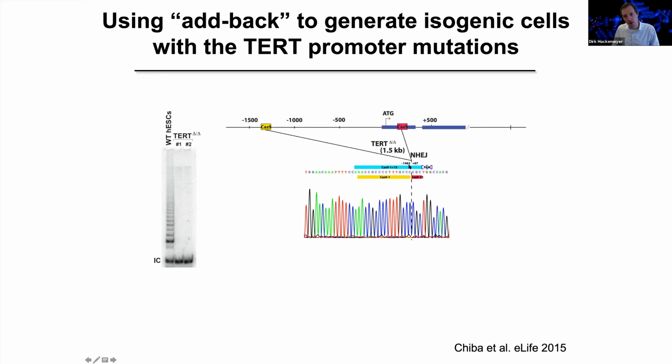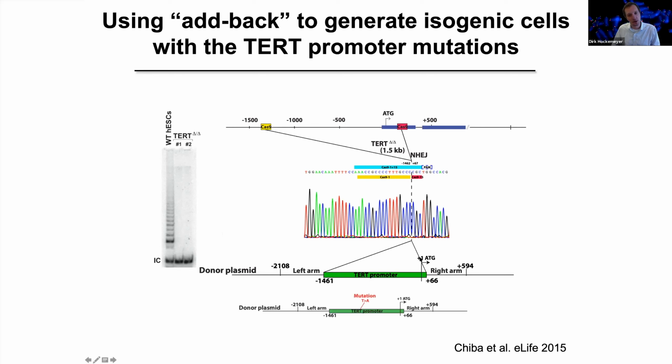Unless you reopen this cut in the cell line that is on its way to die because of telomere shortening, and complement this phenotype by inserting the wild-type promoter back into these cells. And so when you complement these cells with the wild-type promoter, these cells are now allowed to live. If you do the same experiment with donor plasmid that contains the mutation, you can generate isogenic cell lines that differ exclusively in the mutation status of the TERT promoter.